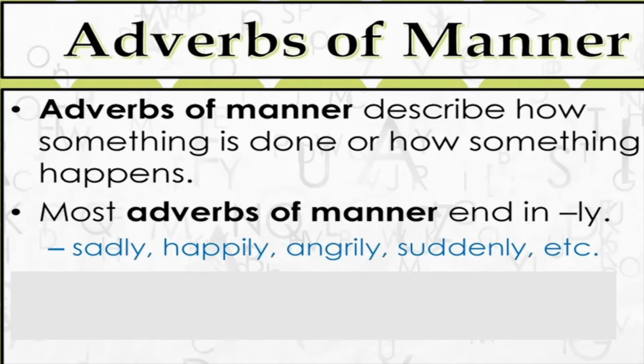She sat sadly, so she was very sad. In which manner did she sit? She sat sadly. Now she sang happily, so she was very happy. What was her manner of singing that particular day? It was very happy. Now you can say he shouted angrily. He was very angry. What was his mannerism at that time? He was very angry, suddenly. So all these are adverbs of manner and most of them end in ly.